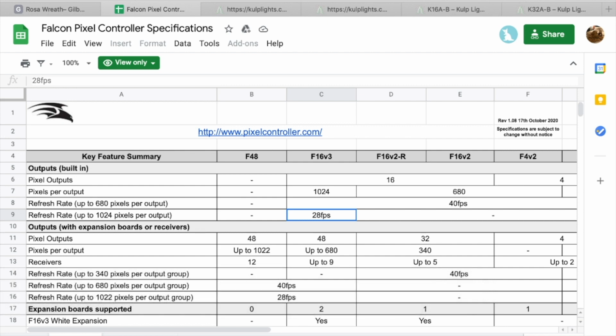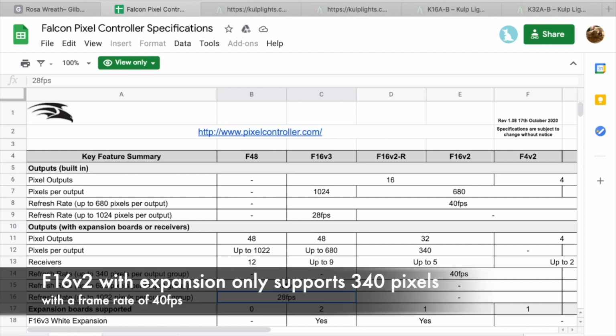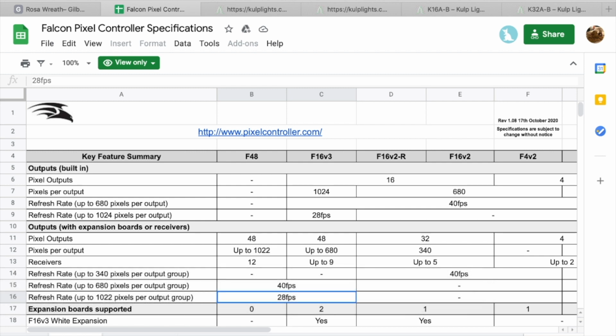Falcon boards with expansion cards, which is what I'm using, supports up to 40 frames per second up to 680 pixels per output, and 28 frames per second if you're running above that up to 1022 pixels per output. If you're using one expansion card, people typically divide the outputs in half, so you'll have 512 pixels per output supporting 40 frames per second. If you're using two expansion cards, you'll likely start with the outputs divided in thirds, so you'll have about 340 or 341 pixels or so per output that can be adjusted and maintain 40 frames per second.